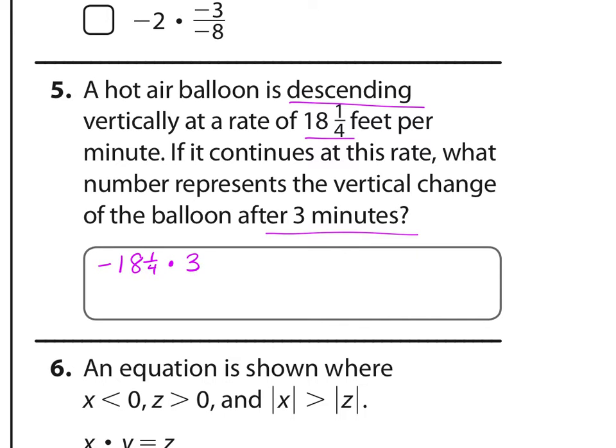So it indicates that we're going to multiply. Now, we could change negative 18.25 to a decimal value because it will be a terminating decimal. 1 divided by 4 is 0.25. And then we can just multiply. A negative times a positive is a negative because they're different signs. And 18.25 times 3 is 54.75. So the vertical change would be negative 54.75 feet.